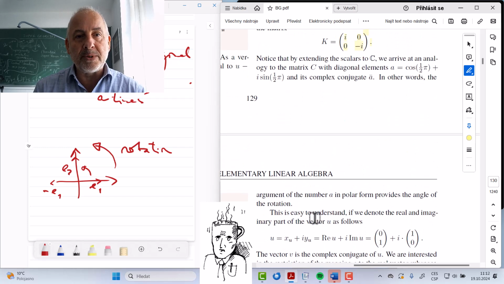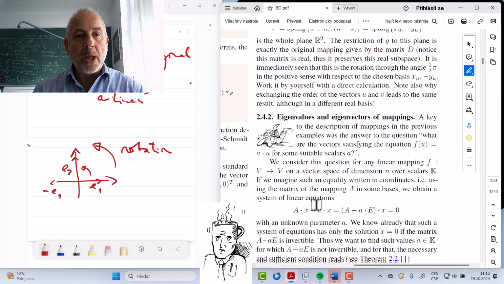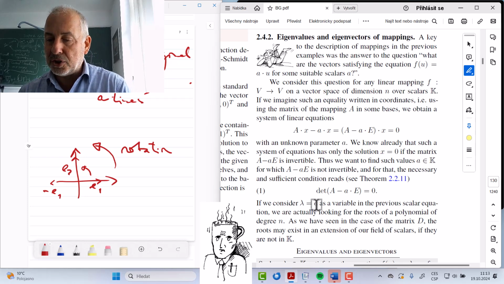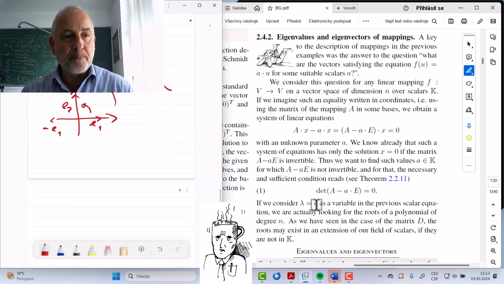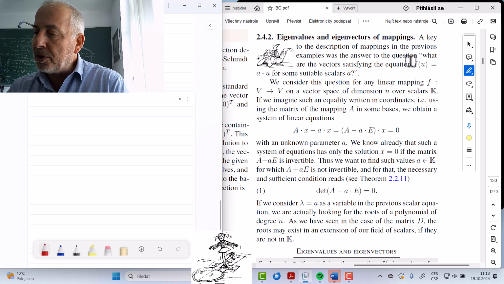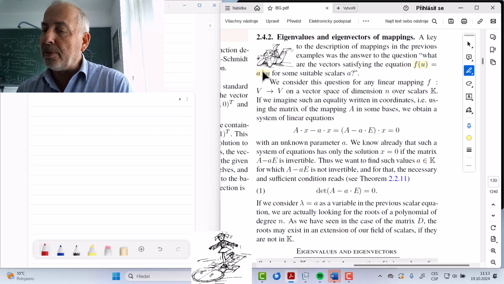So there is some explanation here, so please, if you are interested a little bit in how to understand the things in the complex way, just read this part, right? Here we are in the general questions and general setup. So what does it mean that we want a vector which is mapped by the map to its multiple?